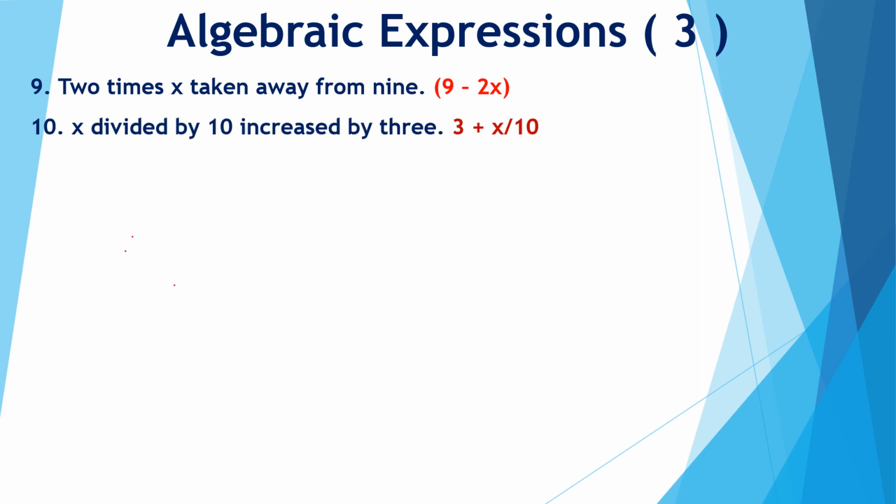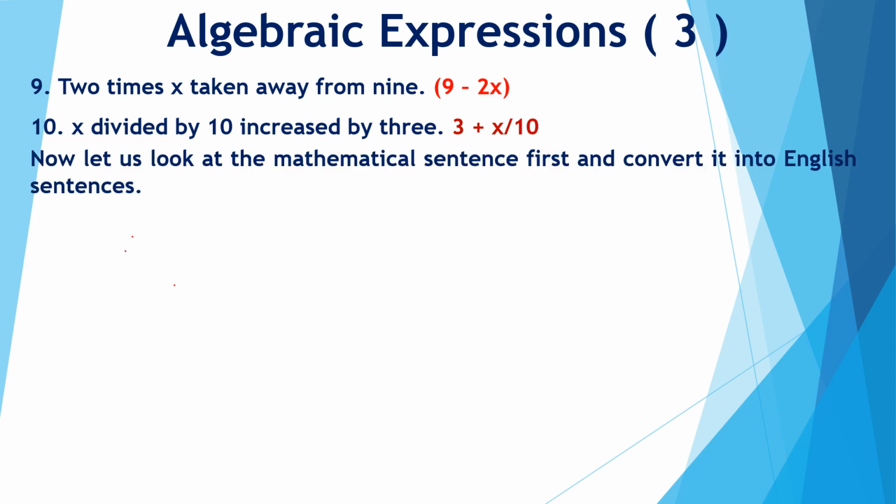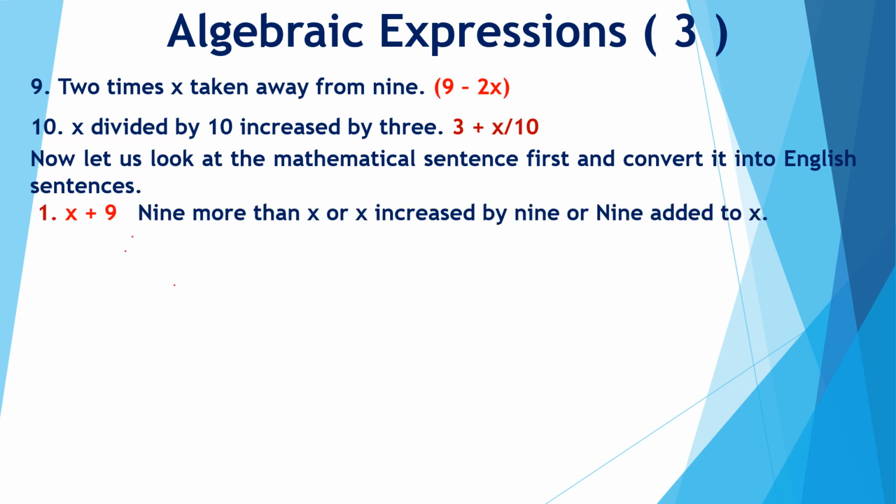X divided by 10 increased by 3. X divided by 10 can be written as x upon 10. Now increase by 3, so we add 3 to x upon 10 and we get x upon 10 plus 3, or I can write it as 3 plus x upon 10. Now let us look at the mathematical sentence first, and we will make English sentences from the mathematical sentence.